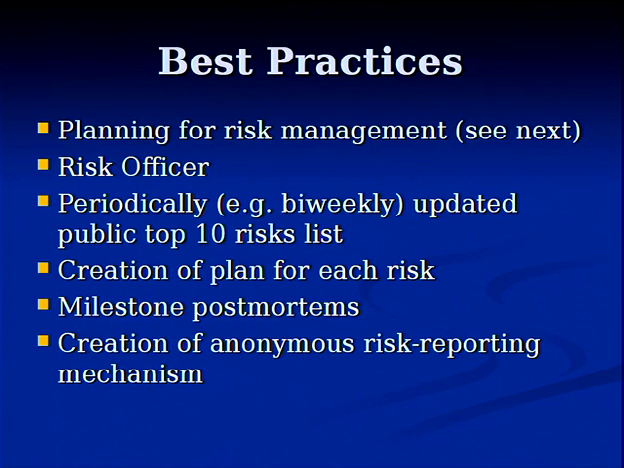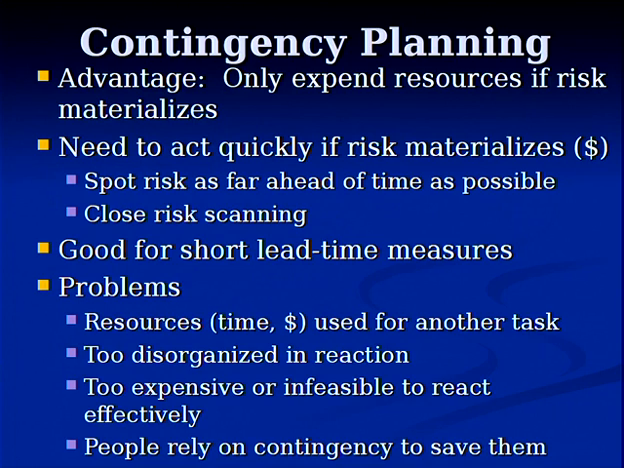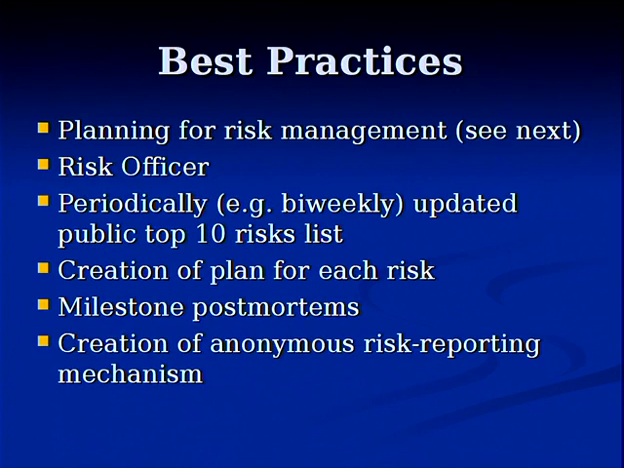I would suggest updating, at least biweekly, a top 10 list of risks, so that people are aware of them and can bring up new risks if they're not on there. And having some sort of plan for each risk, some sort of contingency plan or mitigation strategy. It's a great opportunity to enhance this through postmortems, reflecting on what went wrong this past milestone, this past incremental deliverable, and what we could do the next time. And some people have used a risk reporting strategy.